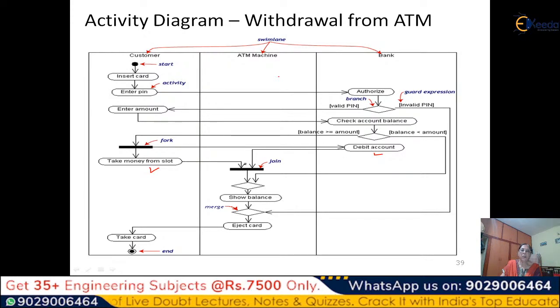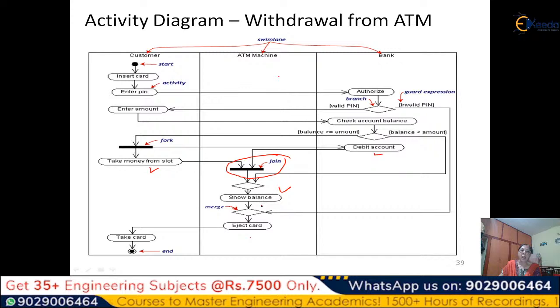And once these 2 are completed, they will join in. When these 2 are over, that means the ATM machine has given the money to the customer, and the bank has also debited the account. These 2 processes have to join in. They have to be simultaneous. These 2 concurrent branches have to synchronize here, and they have to show the balance. And once this is done, then it will eject the card.